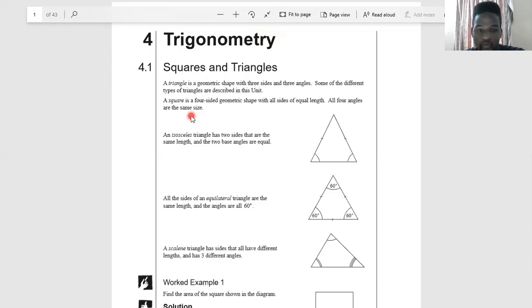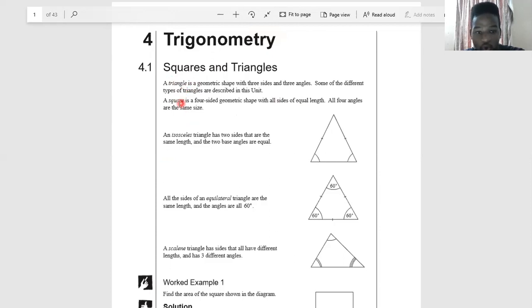So we just got a definition of a triangle. A definition of a square is that it's a four-sided geometric shape with four sides that are equal and four angles that are the same size. Those angles that are the same size would be 90 degrees each. But for the triangle, remember, they don't have to be 90, they don't have to be equal, but the sum has to be 180. So when we add all the three angles of a triangle, we must get 180 degrees.